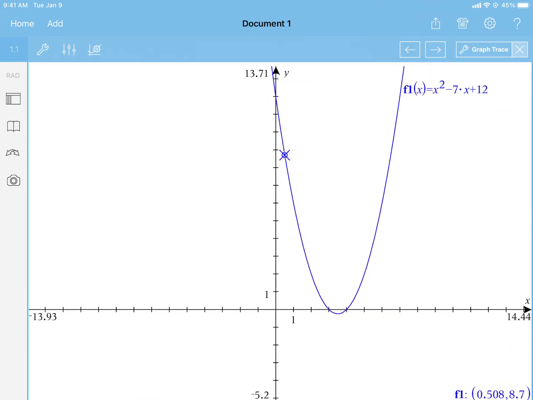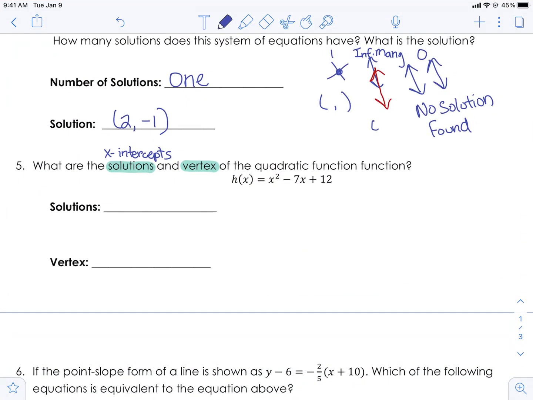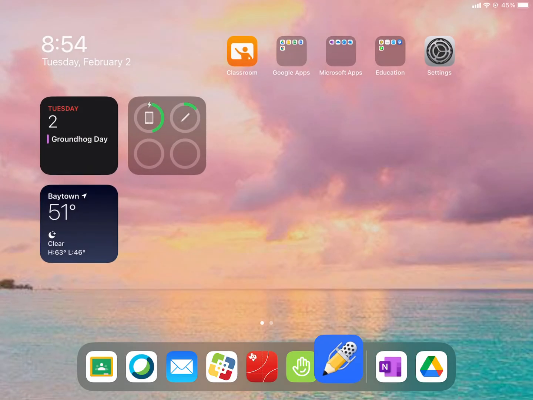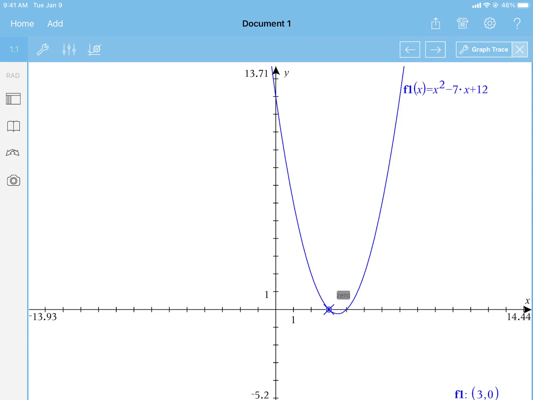and we can just glide with our finger if we're using the iPad. On your yellow calculator, you will use the side arrows and it will move it. So if I hover over that x-intercept, notice it tells me 0 and it gives me the solution 3, 0. Okay, so there's one of my solutions. Remember that solutions are also known as zeros or x-intercepts, so lots of key terms there. And then let's go ahead and find the other x-intercept or solution. That would be 4, 0.